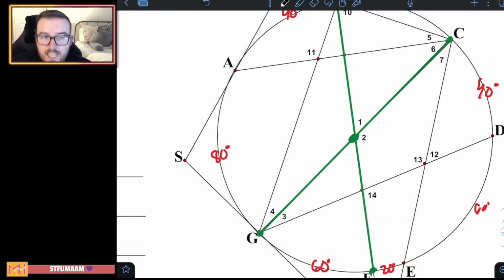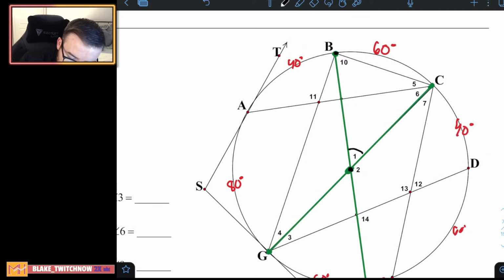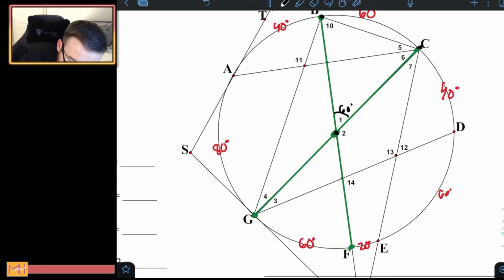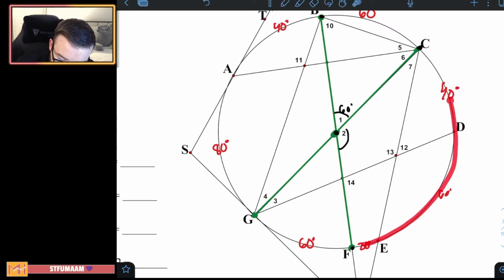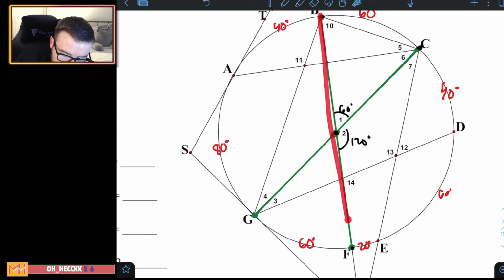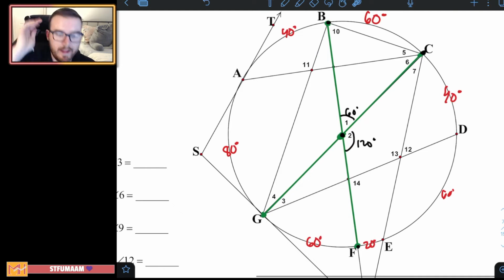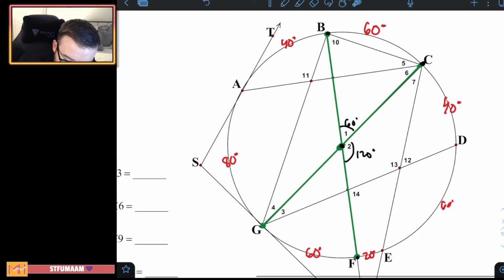Angle 1 and 2 are central, the easy ones. The vertex is at the center, so if this angle is intercepting BC, boom, that's 60. And if this angle is intercepting CF, be careful here. CF is a combination of 3 different arcs: 40 and 60 make 100, plus 20 is 120. So boom, 120. Now, I could have also just used a linear pair, right? I don't have to just look at the arcs. I could have said, hey, this is a linear pair, 120. So central angles done.